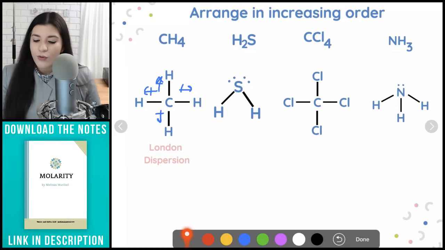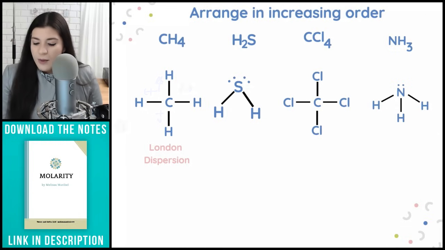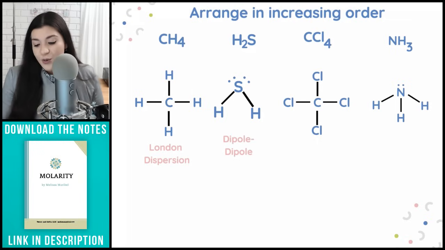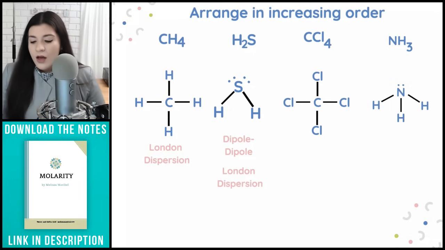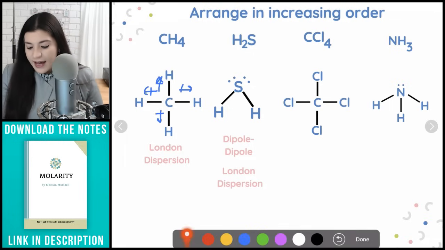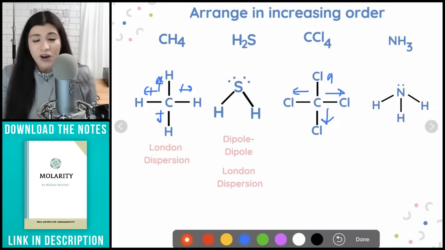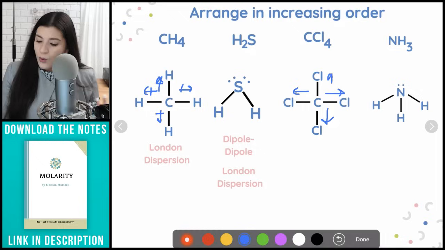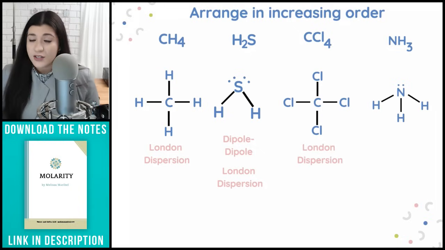So for this H2S, it's going to be dipole-dipole, but everything has London dispersion, so I know London dispersion. For the next one, this one once again is going to have an equal pool of electrons, meaning it's nonpolar. So since it's nonpolar, the only thing it can be is London dispersion.